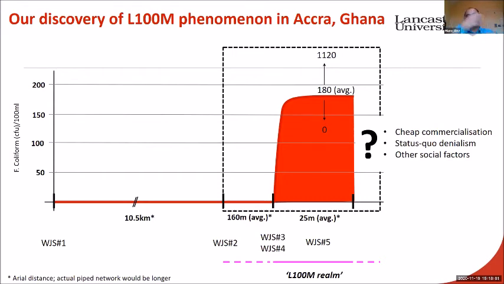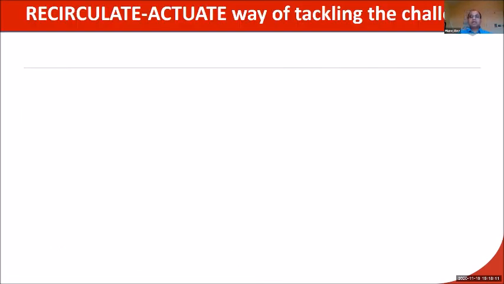And that's what we're implementing in this project as an intervention, which I am not going to go deeply into, but I just wanted to take you through some of what we're doing. On the penultimate slide, in the RECIRCULATE and Actuate project, we are developing a way of tackling the challenge that you have just mentioned, happening on the last 100 meters.